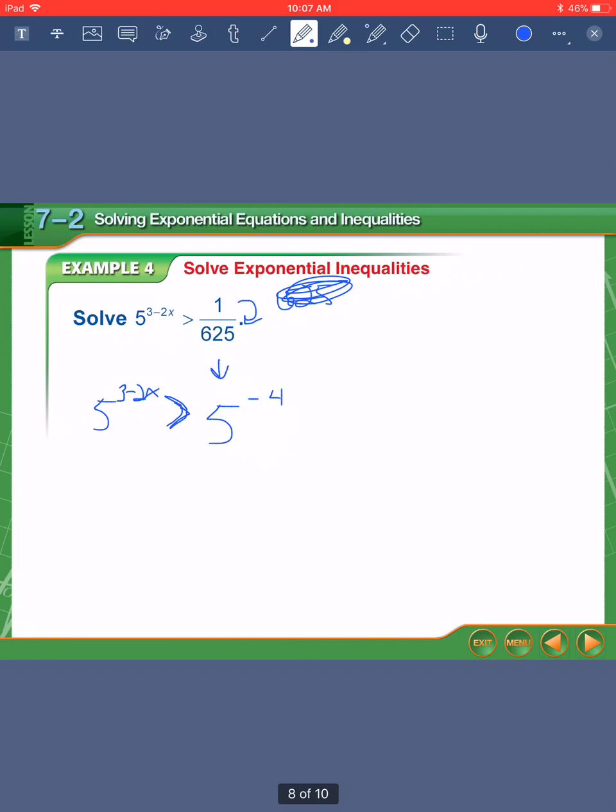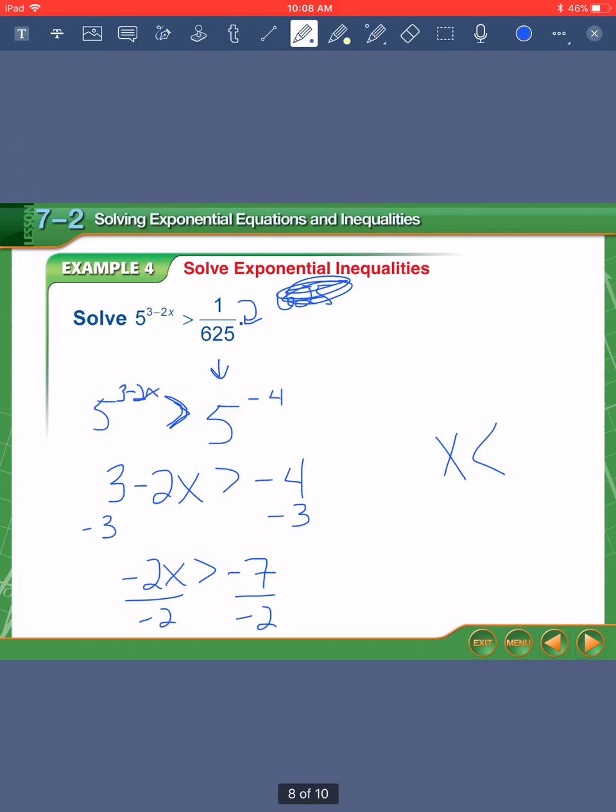Now that my bases are the same, I can drop the bases, and I get that 3 minus 2x is greater than negative 4. And I'm going to solve for x. So I'm going to subtract 3, and I get negative 2x is greater than negative 7. I'm going to divide by negative 2, and when I divide by a negative, my inequality flips. So I get that x is less than 7/2.